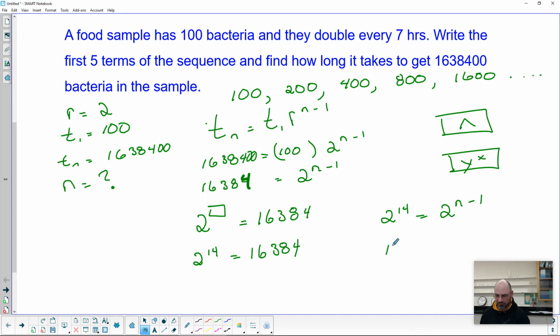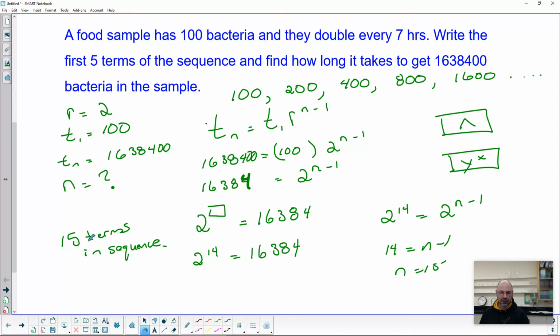So now we can say that 14 is equal to n minus 1. So n has to equal 15. So that means there are 15 terms in the sequence. That doesn't answer the question, though, but it's close. If we know that it's 15 terms in the sequence, how many times is it doubled? Well, let's do the 5 here. And so it doubles once, twice, 3 times, 4 times. So it doubled 4 times in 5 terms.